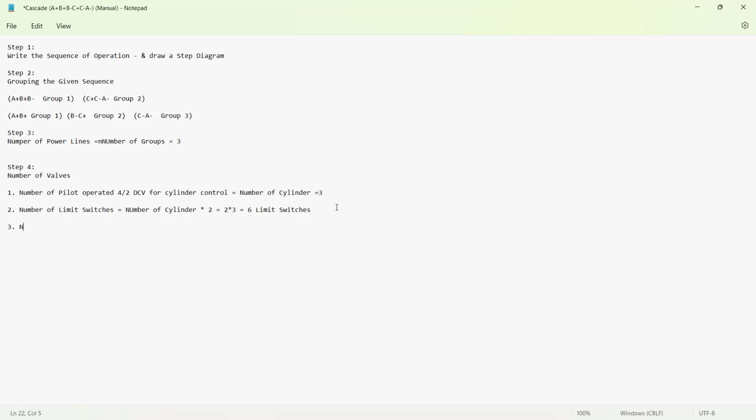Next I require group changing valves. The number of group changing valves is equal to the number of groups minus 1. So 3 minus 1, I require 2 group changing valves.